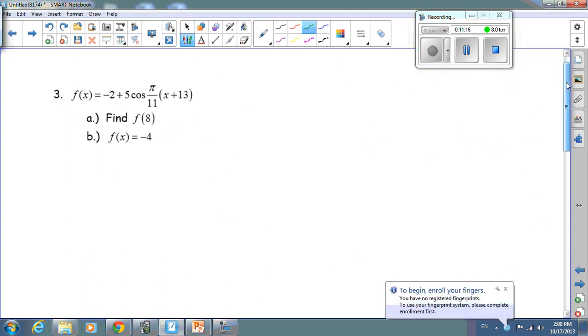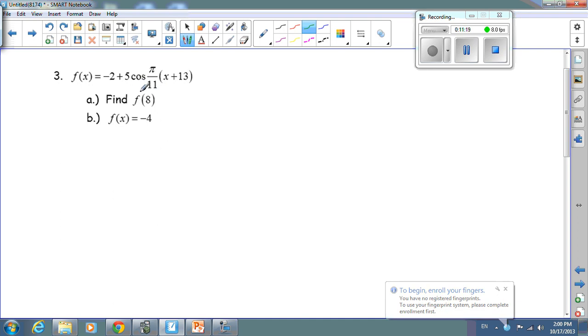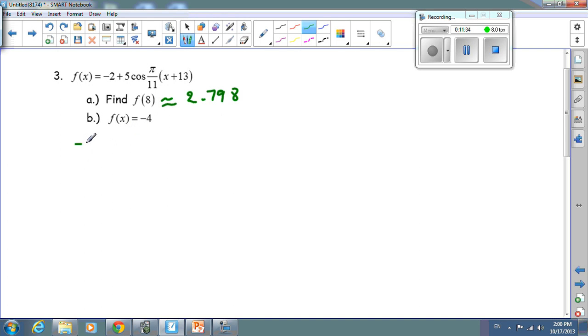On number 3, if you solve it correctly, again, it's cosine. We just did cosine as the very first problem, so I'll go ahead and skip a few steps. Here, the final answer will be approximately 2.798. f of x equals -4. If you solve it correctly, you will end up with -2 plus 5 cosine of pi over 11 inside the parentheses x plus 13 is equal to -4. So you will go on and calculate it.